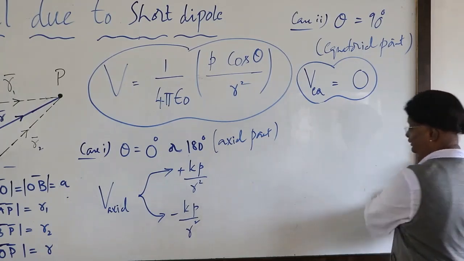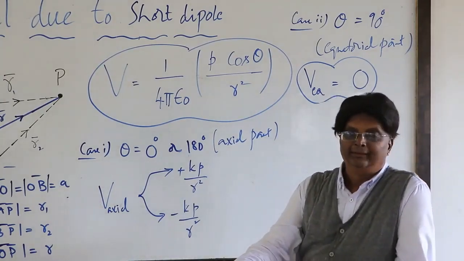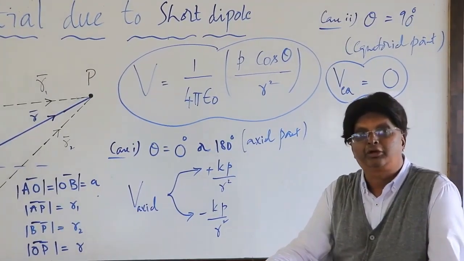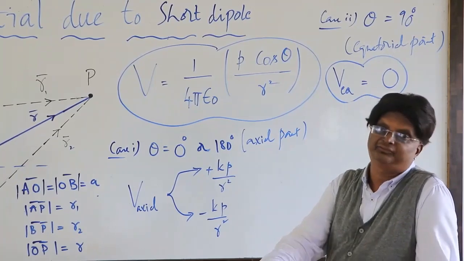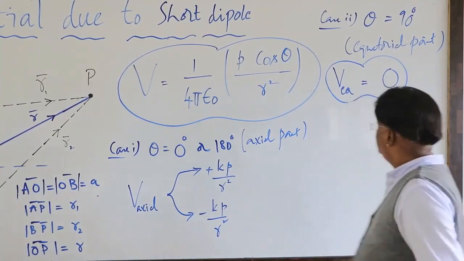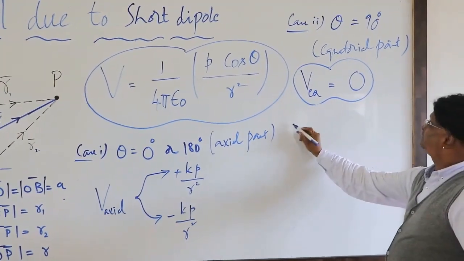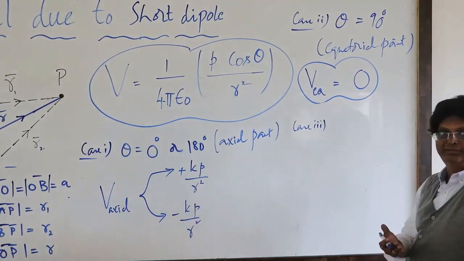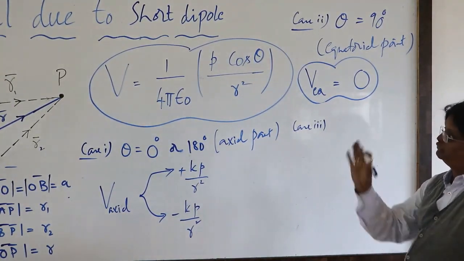Remember, at an equatorial point, the field was non-zero. You have given the statement that the p cos theta by r cubed term was there earlier in the case of field. So for the potential, what did you get? V equatorial is 0. Now again, one more important thing; we can discuss many things, but one after the other, at least a few things you look at.